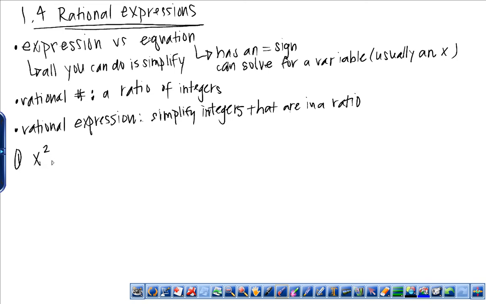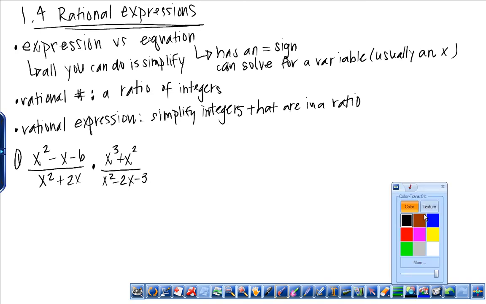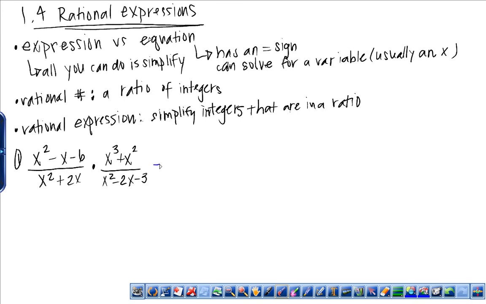Okay, so your first problem is going to be x squared minus x minus 6 over x squared plus 2x. Remember, that is going to be a rational expression. I'm going to multiply that by x cubed plus x squared over x squared minus 2x minus 3. Now that's just your problem. The first thing that I would always do with these is simplify. I would never go ahead and multiply these out.